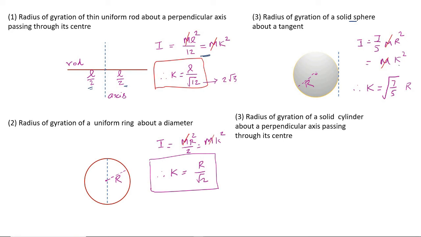One more example, radius of gyration of a solid cylinder about a perpendicular axis passing through its center. Solid cylinder, and this is the axis about which we want to find the radius of gyration. Write the moment of inertia expression. So this side length is L by 2, that side length is L by 2. So the total length is L. L is the total length of the cylinder.